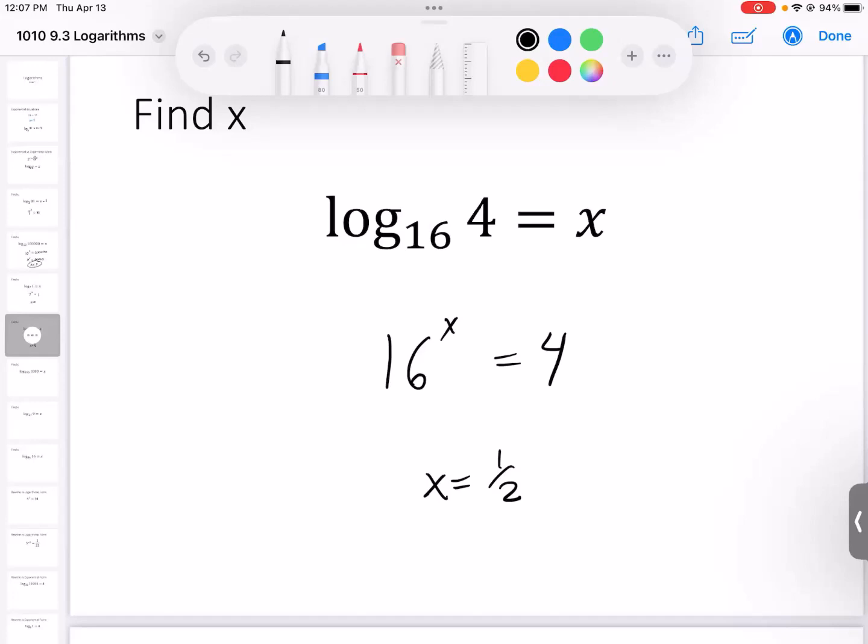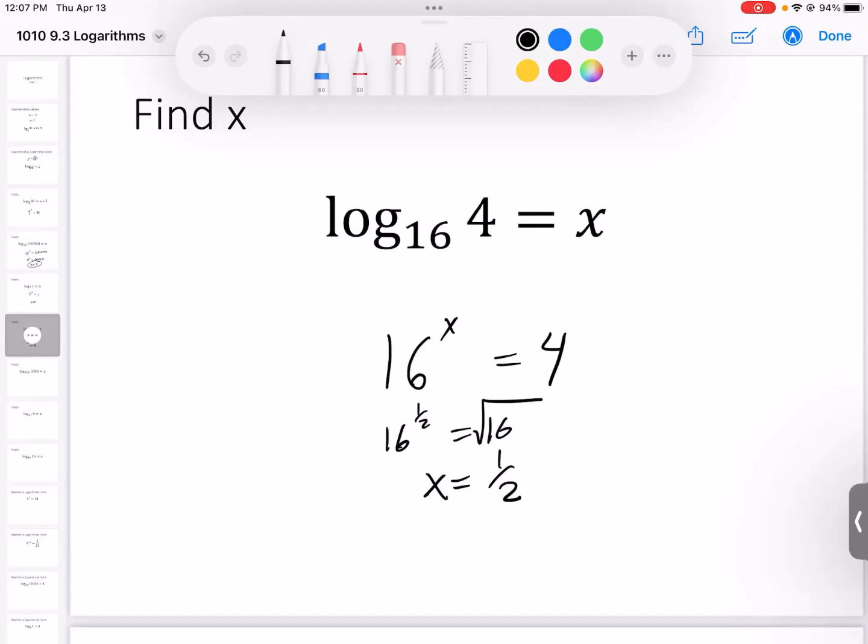So does that make sense to everybody? Like why this would be 1/2? Because you can think about 16 to the 1/2 power as the square root of 16. And the square root of 16 does equal 4. And so that tells us that our exponent would be 1/2. If it was a cube root, you would have your exponent be 1/3. If it was like a 4th root, you'd have 1/4, and so on.